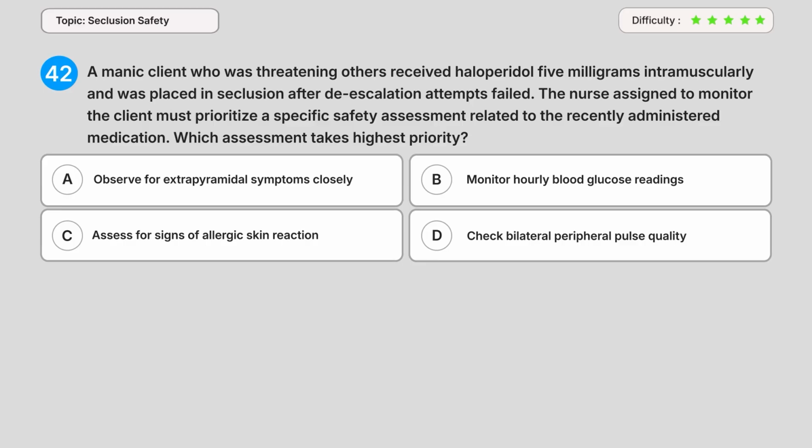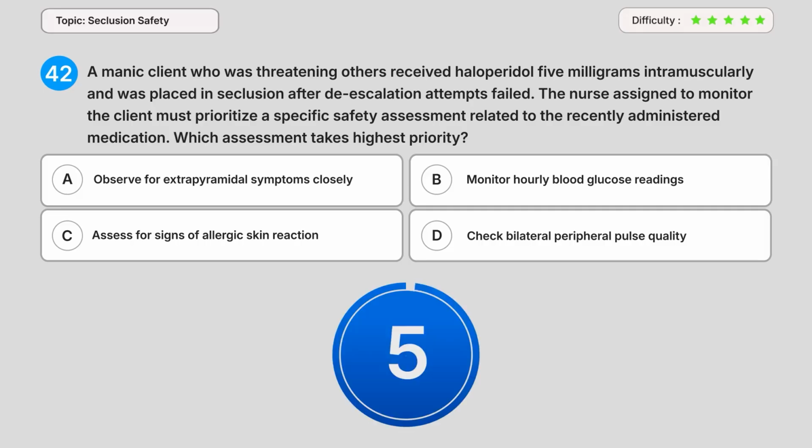A. Observe for extrapyramidal symptoms closely. B. Monitor hourly blood glucose readings. C. Assess for signs of allergic skin reaction. D. Check bilateral peripheral pulse quality. Do you know the answer?